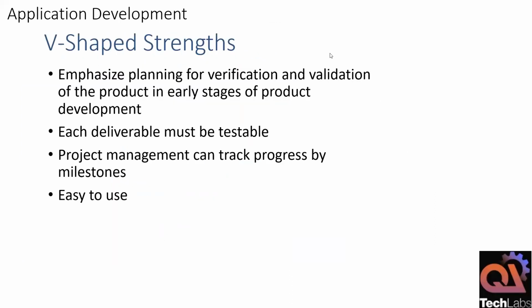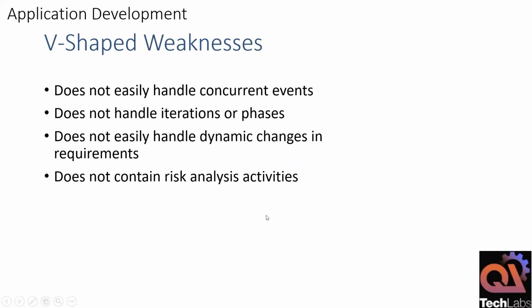Okay. V-shaped strength. So what is a V-shaped strength? Emphasize planning for verification and validation. We'll come to verification and validation later. Each deliverable must be testable. Project management can track progress by milestones, easy to use. Okay. What is the weakness? It is not easy to handle concurrent events, two activities, right? If you are going into an exam, can you write both the exams same time? No, right?